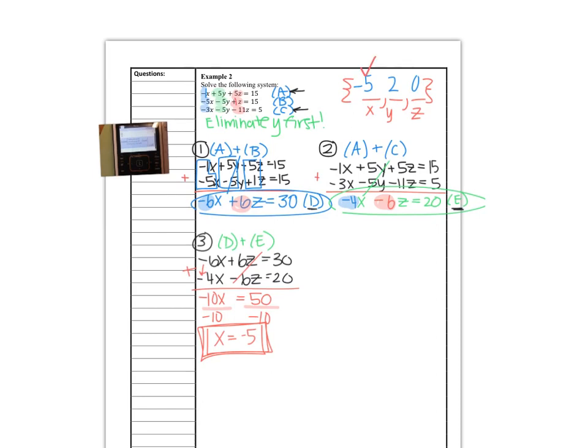Beautiful. Okay, you see how I'm checking with my solution back up top? Negative 5 is x. All right, so we're on the right path. If I didn't find the right answer, I'd have to go back and rework to make sure I find the mistake that I would have made.